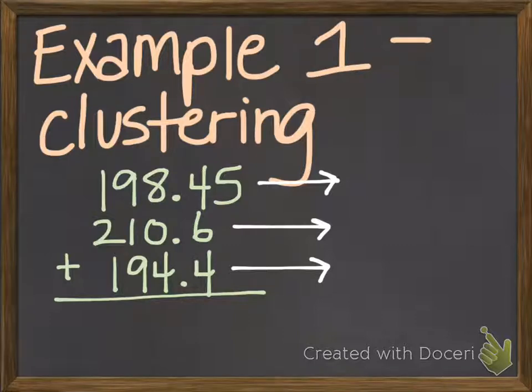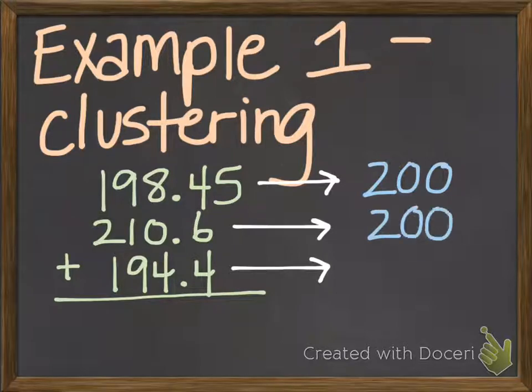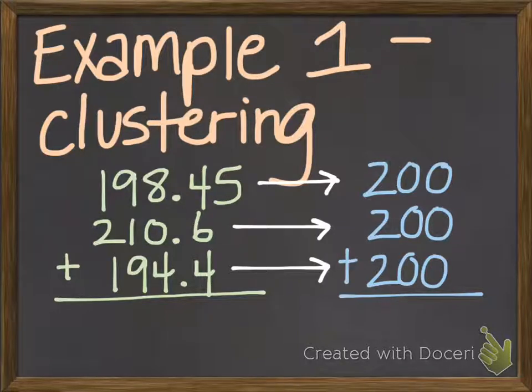I noticed that 198 is pretty close to 200. So that's what I'm rounding that one to. 210, that's pretty close to 200. 194 is pretty close to 200. So anytime it says to use clustering, that's whenever we estimate or round the numbers all to the same number. In this case, it's 200. Then that's easy. 200 plus 200 plus 200 equals 600.